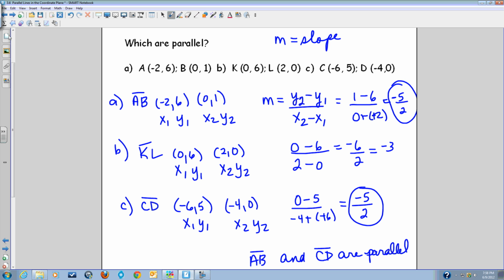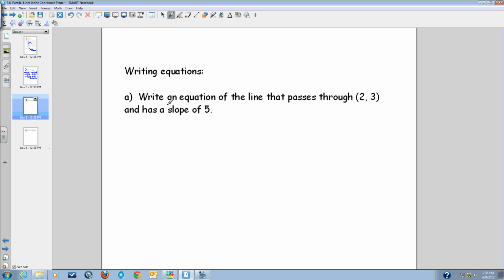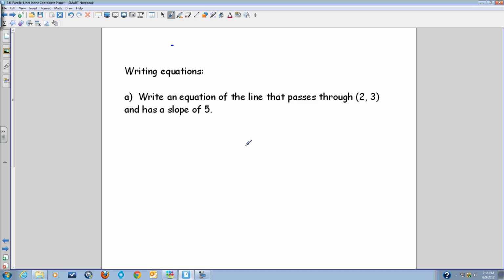So let's move on. Writing equations. We'd like to write an equation of the line that passes through the point (2, 3) and has a slope of 5. Now, you may recall from Algebra 1 that we have something called point-slope form that we use to write the equations of lines.